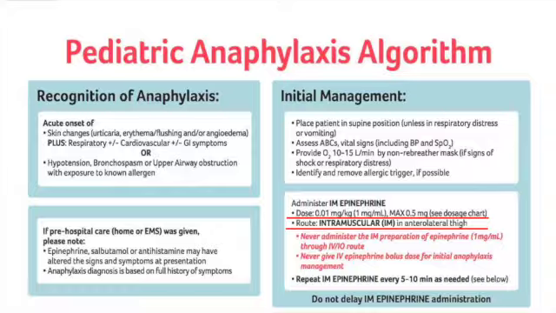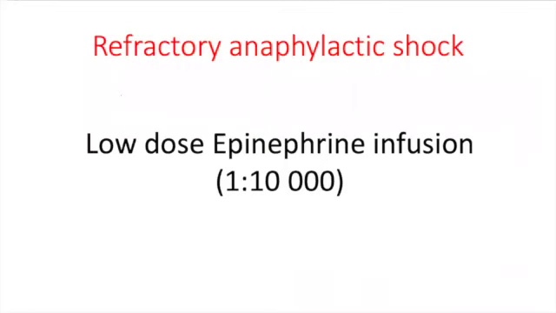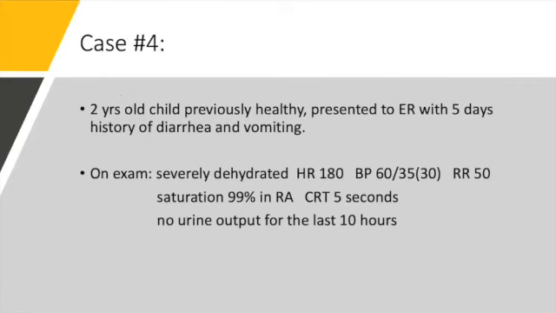So this patient will fit under the diagnosis of refractory anaphylactic shock, where you can start a low dose epinephrine infusion, which is the regular epinephrine concentration, 1 in 10,000. And usually they require a very small dose, a dose range from 0.02 to 0.1, and usually the symptoms will subside. Then the inotropes can be weaned gradually if there is no more clinical evidence of anaphylaxis. Good, so that was the simple case, we'll proceed to case number 4.